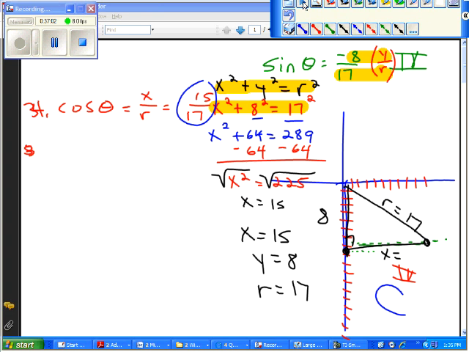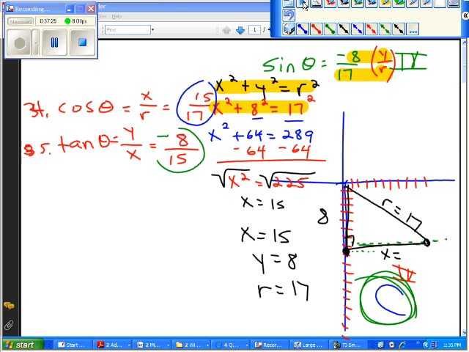Number 35, we have tangent theta. Tangent is y over x. My y value was 8. My x value, 15. What is it that is positive in quadrant 4? Cosine is positive, therefore tangent is negative. Negative 8/15 for tangent. You see what we're doing? Okay.